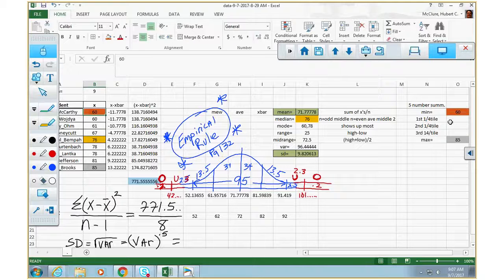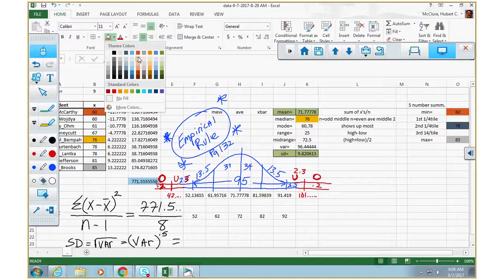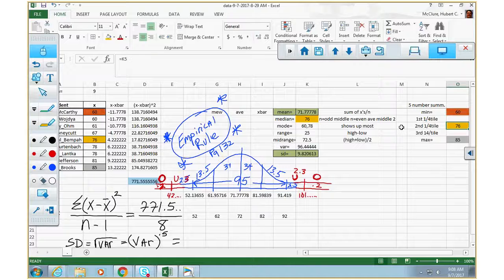Okay, do you have to calculate these three? Nope. You already got the second one calculated. The second quartile is also the median. Good job. I'm so impressed. Now, that's also called the 50th percentile. Also called the 25th percentile. And this is called the 75th percentile.